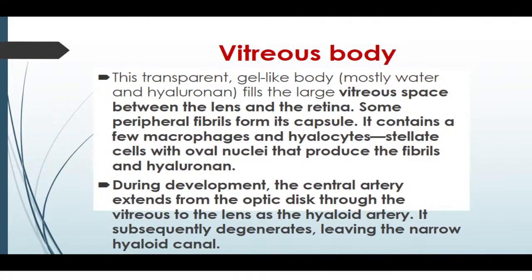Maybe in some tests you have to find what hyalocytes means. Or maybe you may be asked, what's the name of the stellate cells of the vitreous body? Again, hyalocytes. And those cells produce hyaluronic acid and fibrils. During development, the central artery extends from the optic disc through the vitreous to the lens as the hyaloid artery. It subsequently degenerates, leaving the narrow hyaloid canal.